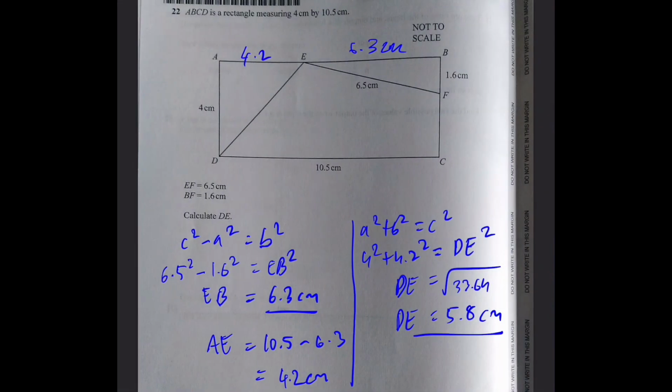Now we can go to question 23. A and B are positive integers. A by B equals 0.37 to two significant figures. B is a cube number less than 200. Find the possible pair of values for A and B. So B is a cube number less than 200. That means B can be 1, which is 1 cubed, 8, which is 2 cubed, 27, 3 cubed, 64, 4 cubed, and 125, which is 5 cubed.